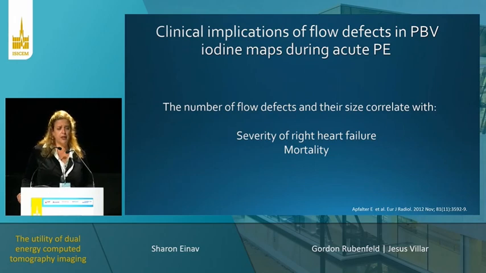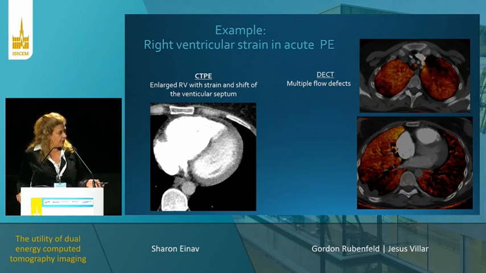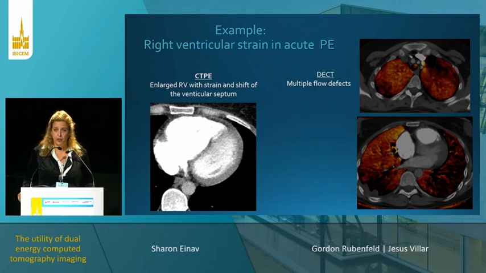What are the clinical implications of some of the flow defects? As the number of flow defects is greater, they correlate with both severity of right heart failure and mortality. In this next example, you can see this is a CTPE on this side, showing the enlargement of the right ventricle and the shift of the ventricular septum. And in the dual energy CT, you can see the multiple infarcts that caused this change, which were not seen, by the way, with regular CT scan.